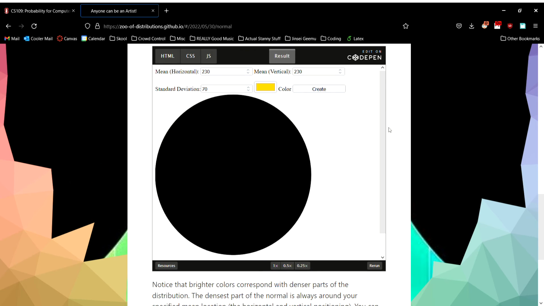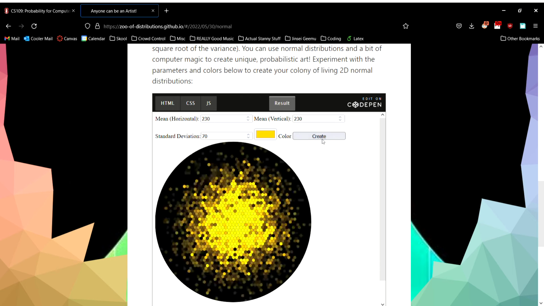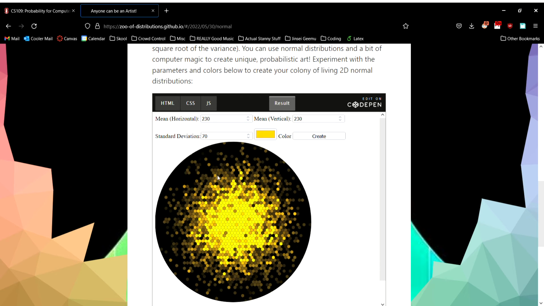Here's the art piece associated with the normal. If we just click create, we get a golden normal distribution centered on the canvas with a standard deviation of 70 pixels.